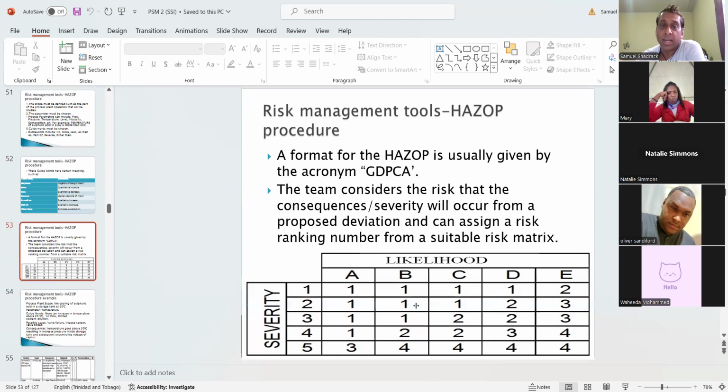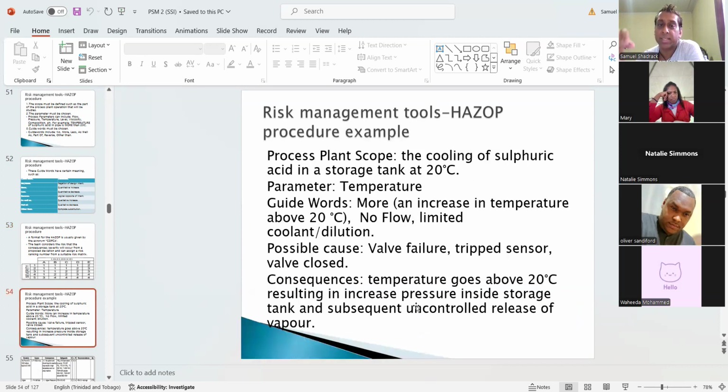Now, let's go again. The format of a HAZOP is given by the acronym GDPCA. The team considers the risk that the consequence severity will occur from a proposed deviation and can assign a risk ranking number from a suitable risk matrix. So, HAZOP procedure example, process plan scope, right?